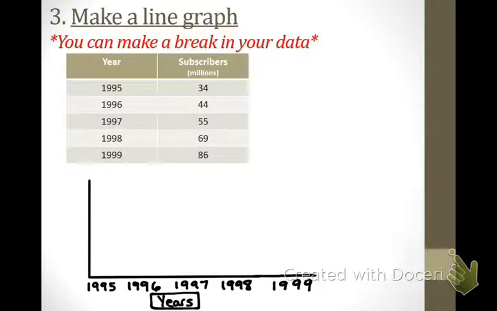What is it titled on our table? The subscribers, okay? They are the subscribers. Those are people who are subscribing to the magazine. And because it said in millions in my original problem, you want to make sure that you also put it in millions right there.